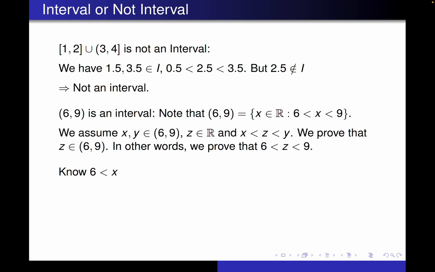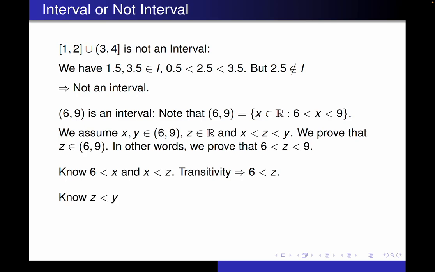So first of all, since x is in the interval (6, 9), we know that 6 is less than x. We also know by assumption that x is less than z, and this is a perfect setup for the transitive property. Since 6 is less than x and x is less than z, that tells us that 6 is less than z. So we proved half of the inequality that we want to show.